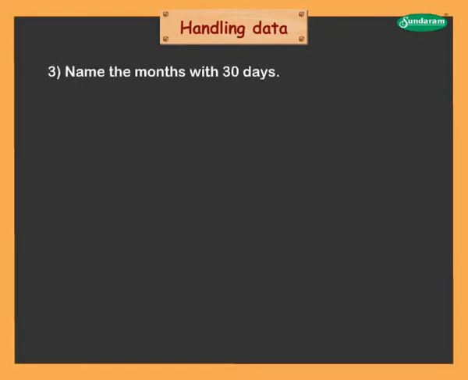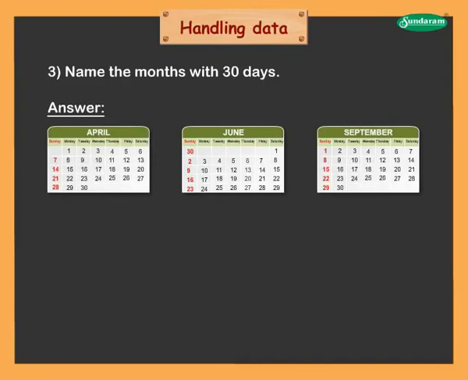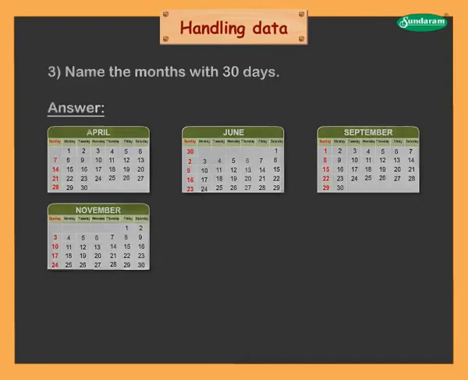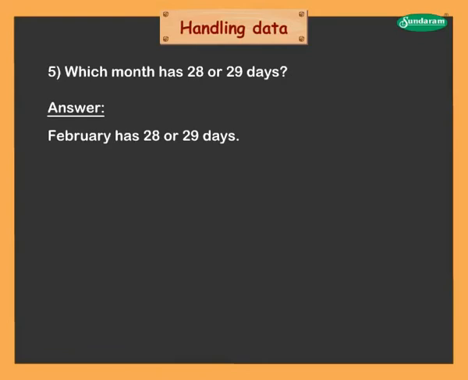Name the months with 30 days. Answer: April, June, September, November. How many months have 30 days? Answer: 4 months have 30 days. Which month has 28 or 29 days? Answer: February has 28 or 29 days.